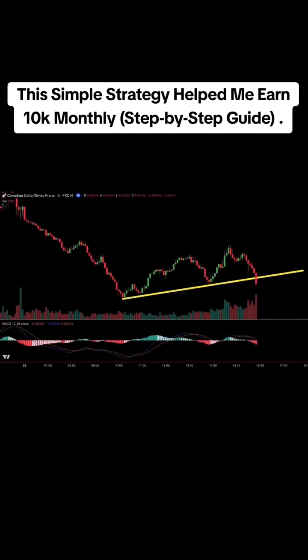Let's look at another example, this time on the 5-minute Canadian dollar, Swiss franc chart. The market was trending down but then started moving against the trend. We drew this trend line and noticed a breakout below it, which is our first signal that the market might continue downward. Now, let's check the volume indicator.